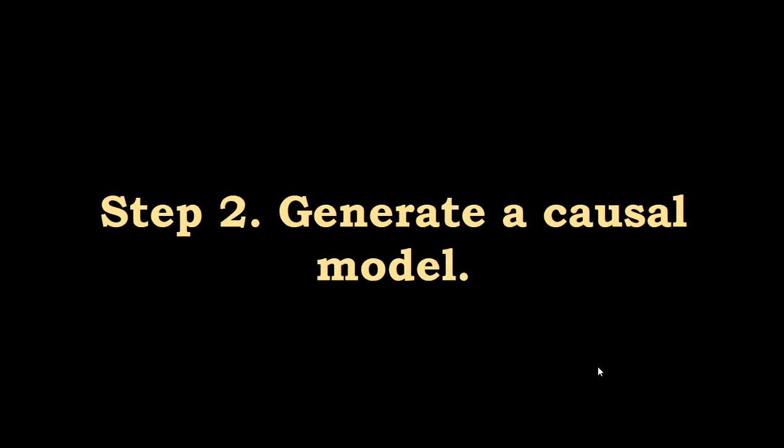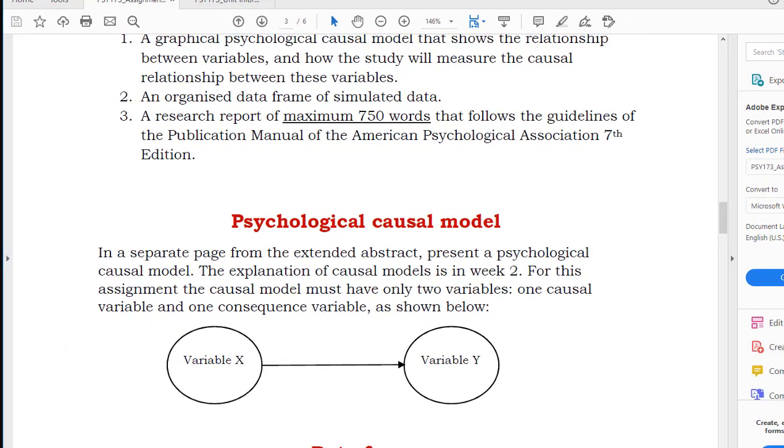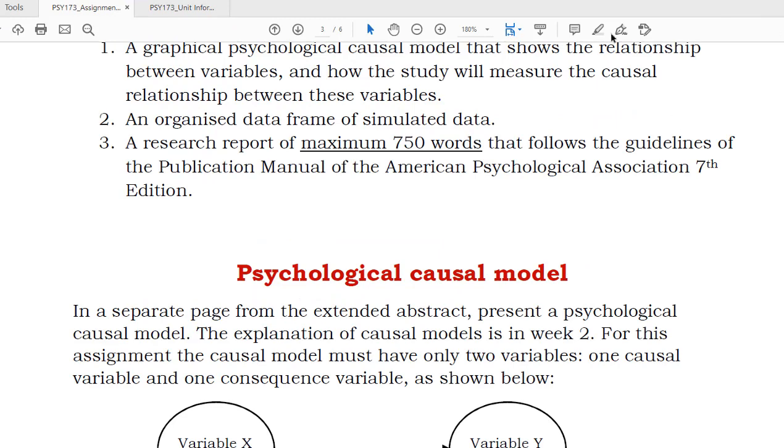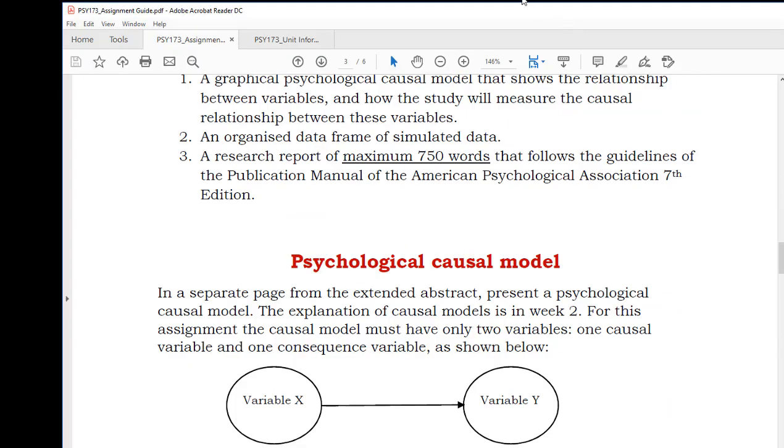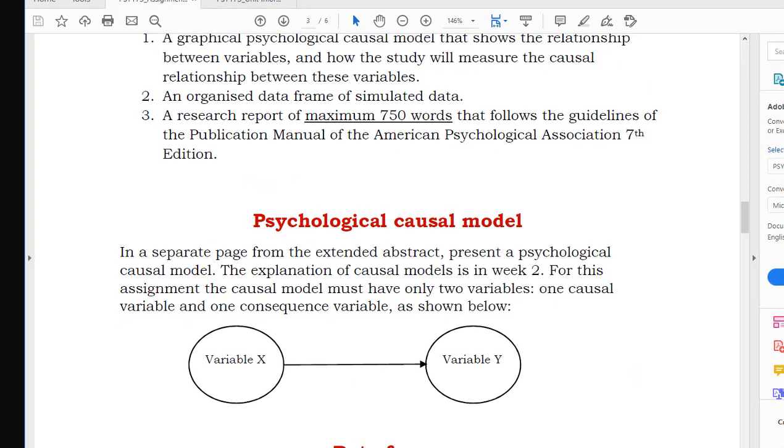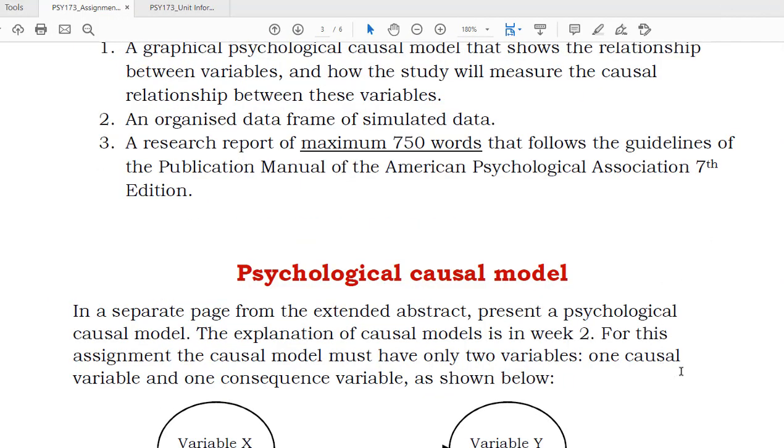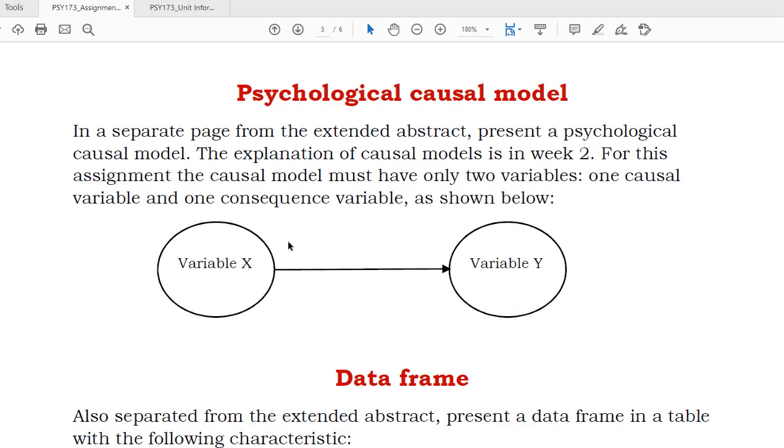Step 2, generate a causal model. We are going to explain causal models in week 2, so I'm not going to explain this in detail here, just show you in the assignment guide that this is how your psychological model or causal model or psychological causal model, sorry about that, looks like. So you've got one variable, which is the causal variable, a causal link, and the consequence variable there. So a lot more about this in week 2.